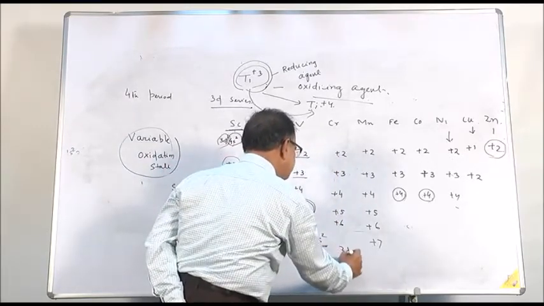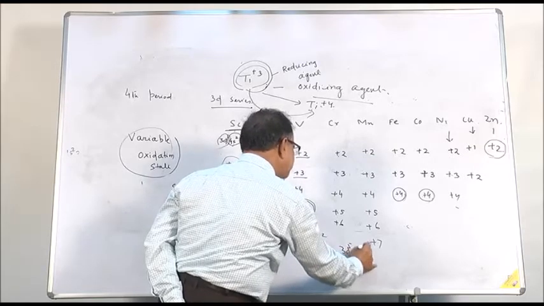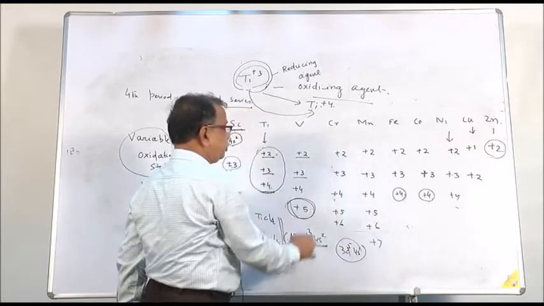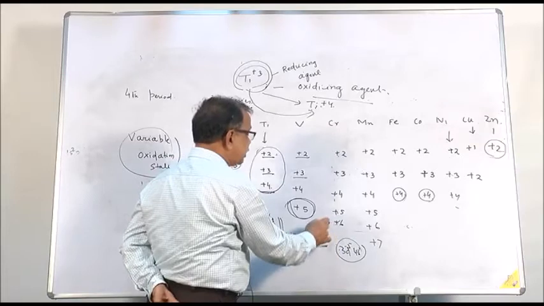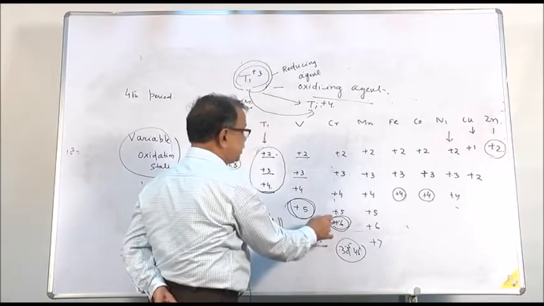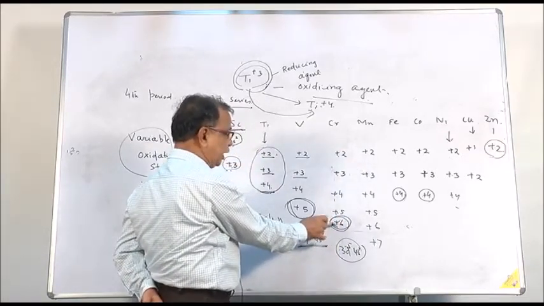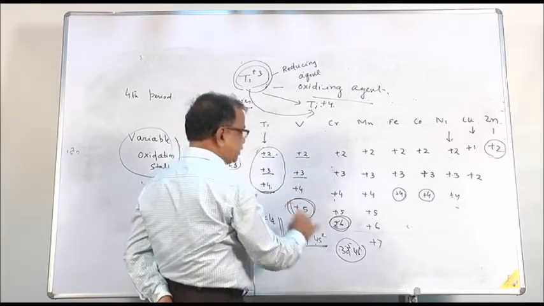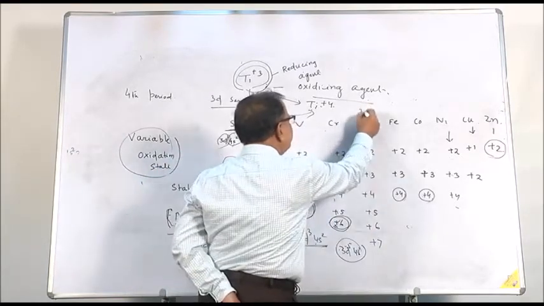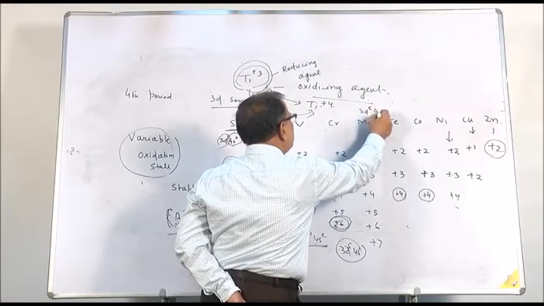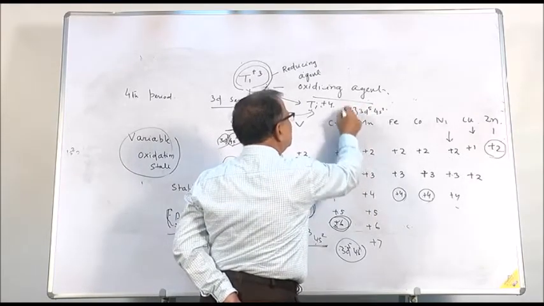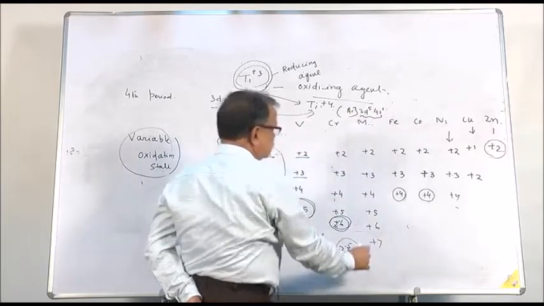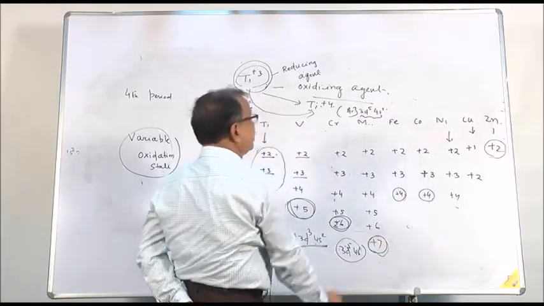Chromium is 3d5 4s1, so 6 electrons can be easily removed. After removal of 6 electrons, the maximum oxidation state of chromium is +6. Manganese is 3d5 4s2, so 7 electrons are removed. Hence it exhibits the highest oxidation state, +7.